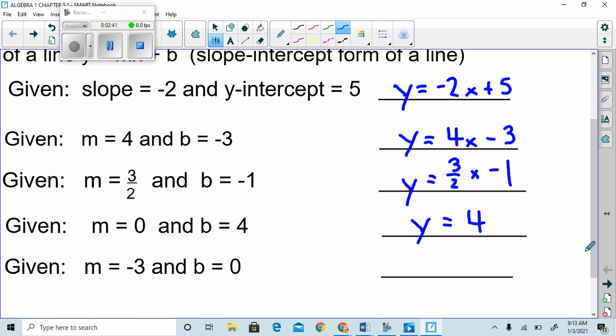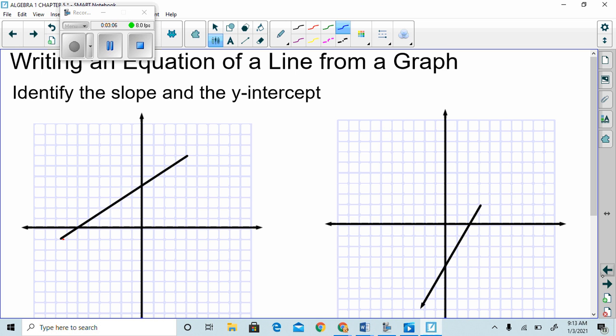In the next one, our slope is -3 and our y-intercept is 0. That is a model of direct variation because the y-intercept is 0, which means it will cross or pass through the origin. We start off always with the easiest. Let's now take a look at writing the equation of a line when we're given a graph. So given the slope and y-intercept, just replace them in.